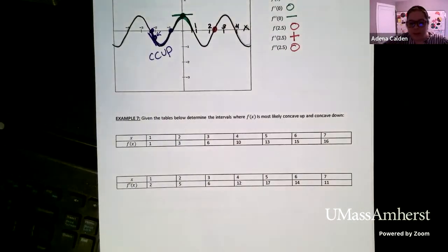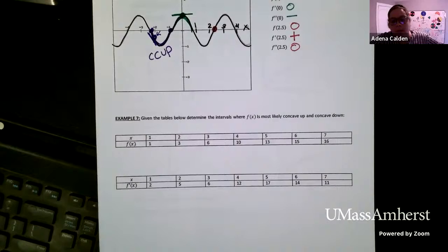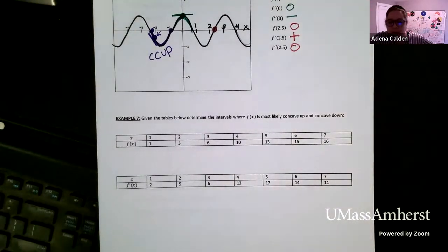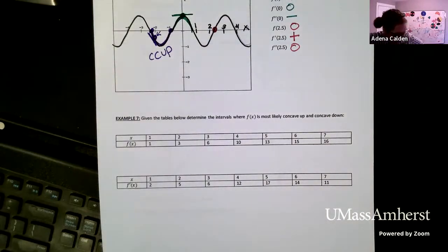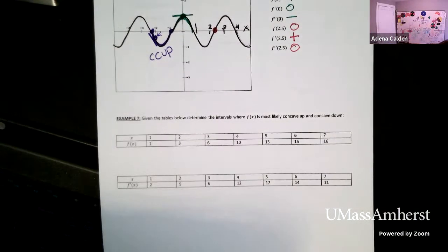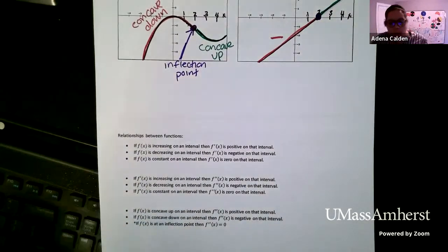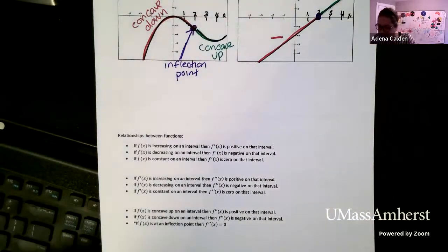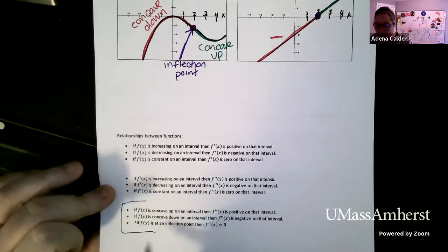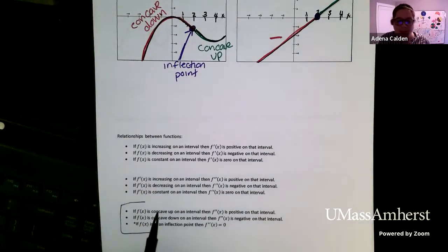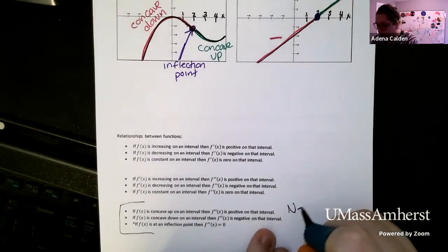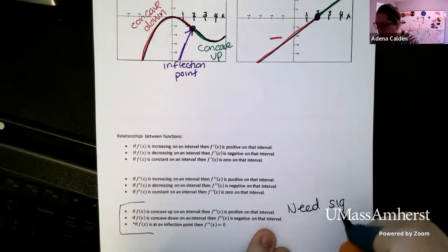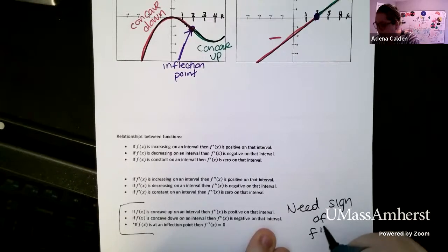So given these tables below, we want to figure out where the original function is most likely to be concave up and concave down. Okay, so thinking about our rules, I'm just going to point out a couple things here. I'm going to bring these rules back for a second. We want to know about concavity. Where does concavity show up? Here. In order to determine concavity, we need to know the sign of the second derivative.